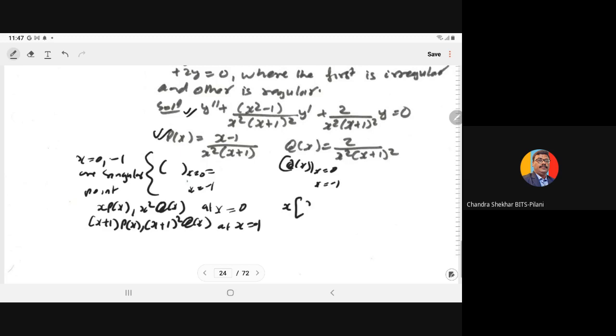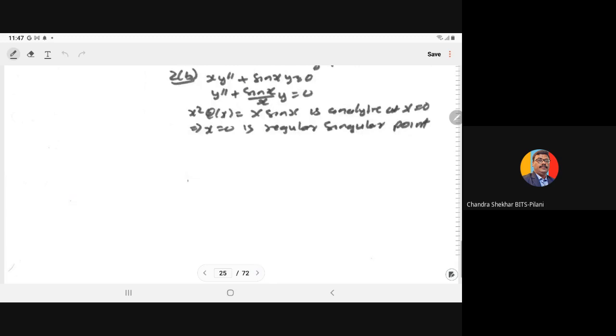x into p(x), (x minus 1) upon x square into (x plus 1). So this x and x cancel out. Now when we put x equal to 0, it is not well defined. So when not well defined, you can say that x equal to 0 is an irregular singular point. In that case, x equal to 0 is the irregular singular point.